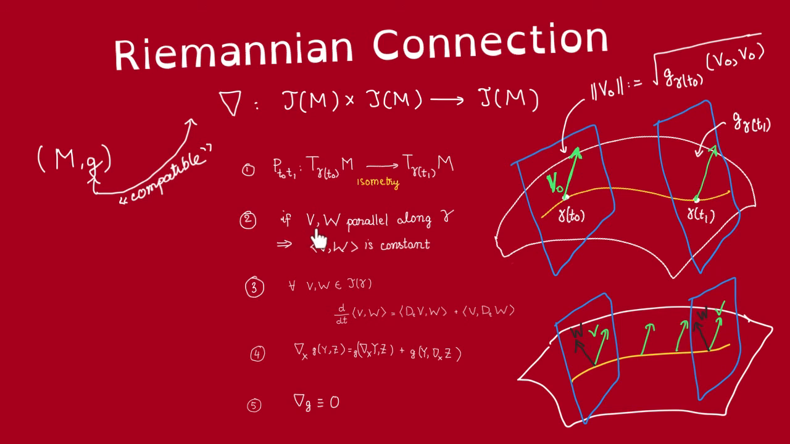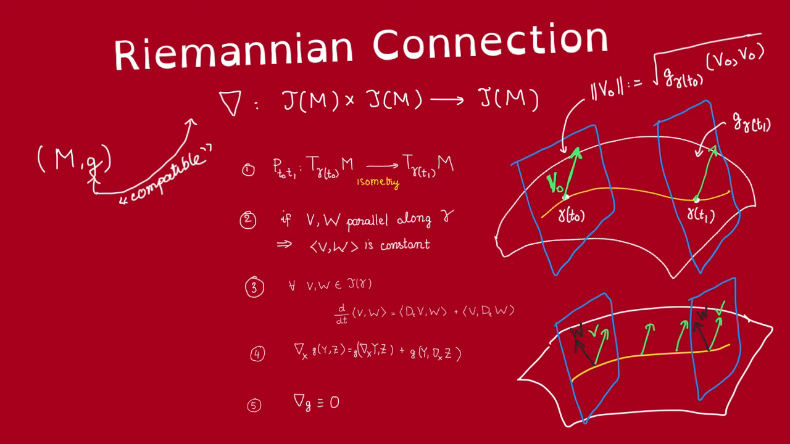The second condition says basically the same thing. Say we parallel transport 2 vectors v and w to another tangent space, then their inner product here, with respect to the metric g, should be the same as their original inner product. Another way of phrasing it is that if v and w are parallel vector fields along a curve gamma, then their inner product should be constant everywhere.